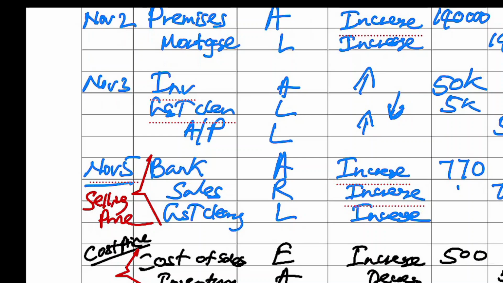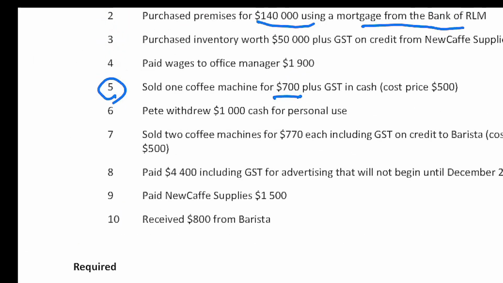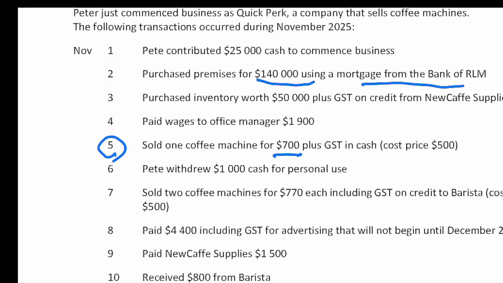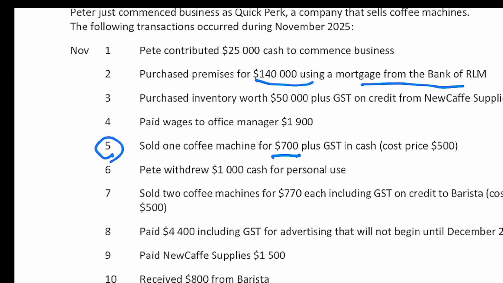Let's do the 7th. Who was it, the 7th? Luis? Yeah. You okay with the 6th one? Pete withdrew 1,000 cash for personal use. Yeah, what is the double entry for that? For the 6th? Yeah. 6th, you guys okay? Not sure?